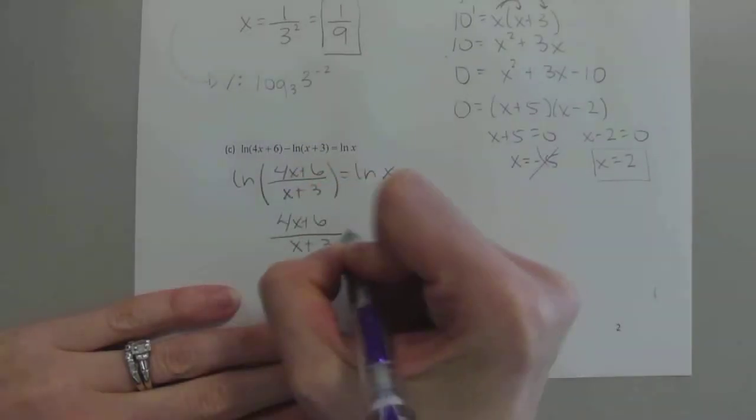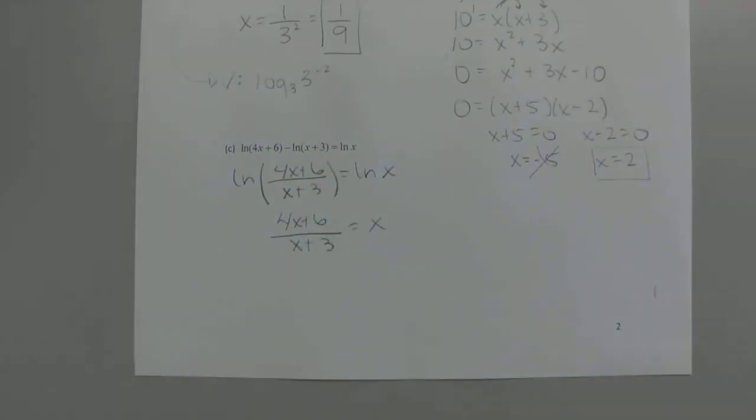So when you have one log equal to the other log and it's the same base, the only way they could be equal to each other is if the insides are equal to each other. So we're going to pull the insides out. 4x plus 6 over x plus 3 equals x.